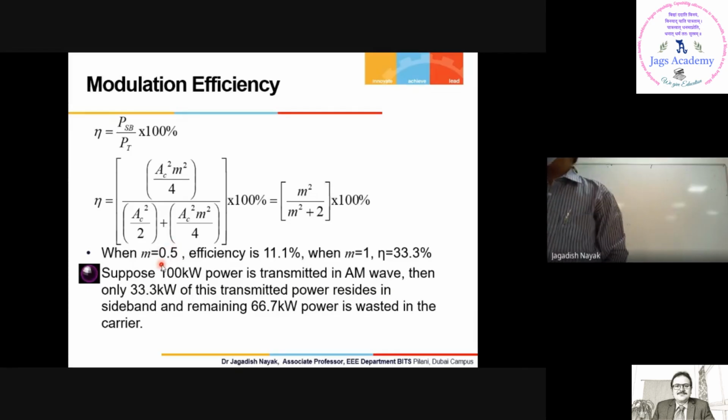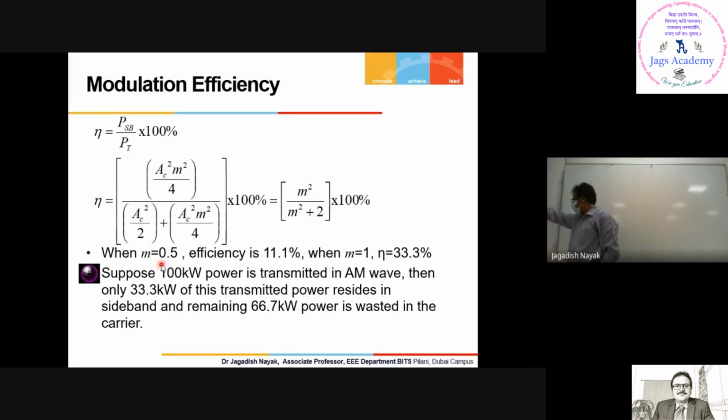Suppose this modulation index is equal to 0.5, that means 50% modulation. What is the value of efficiency? Efficiency is equal to 11.1%. Now, when modulation index is equal to 1, efficiency is equal to 33.3%. See how this modulation index is related to efficiency.